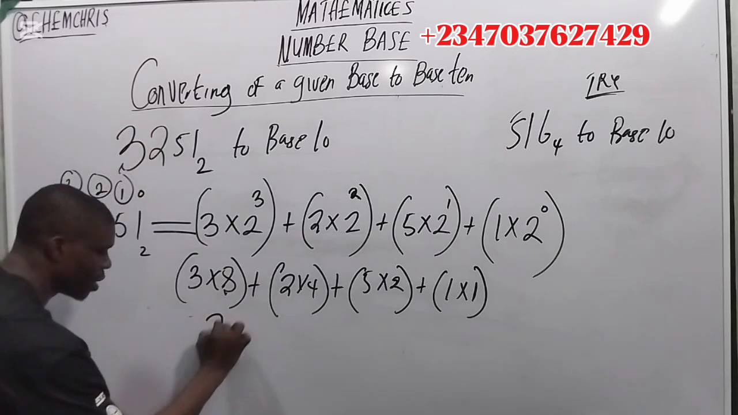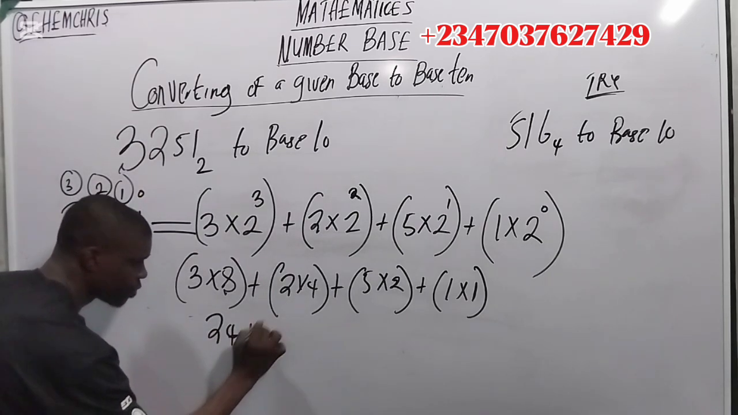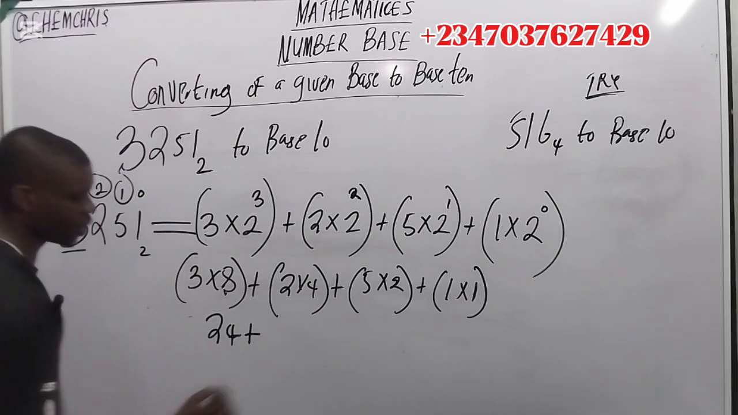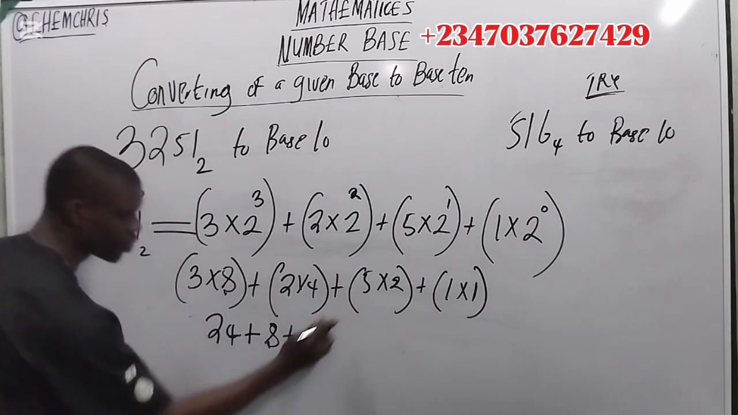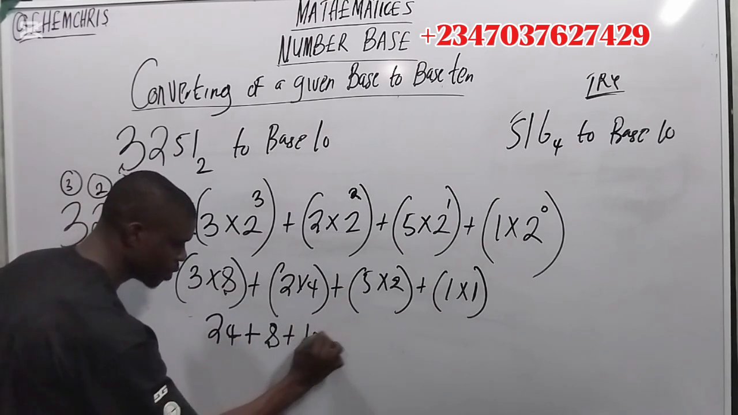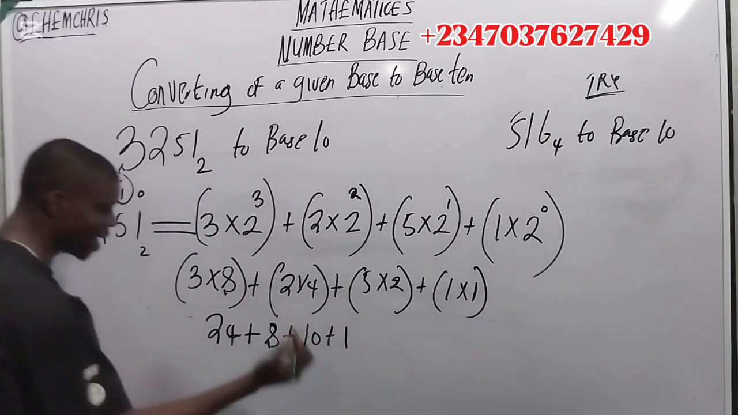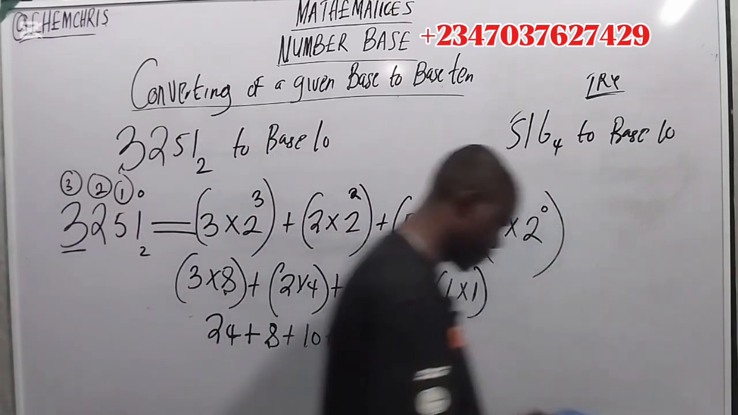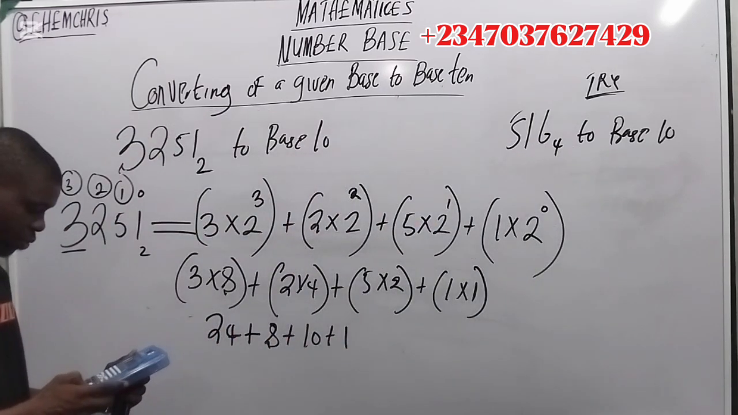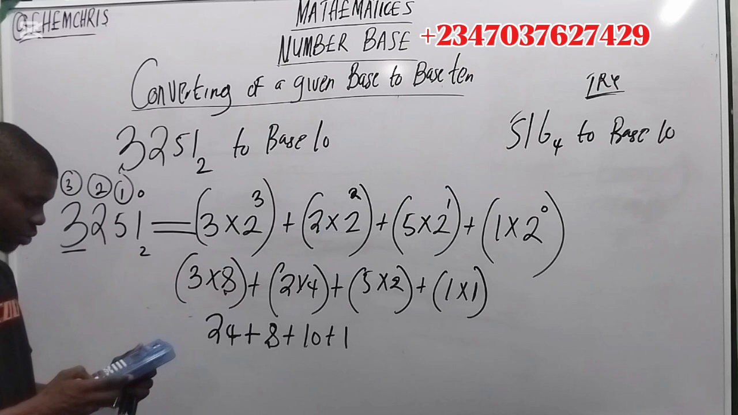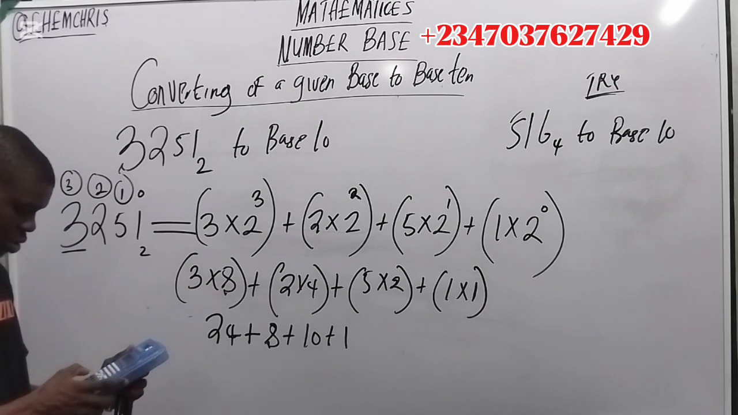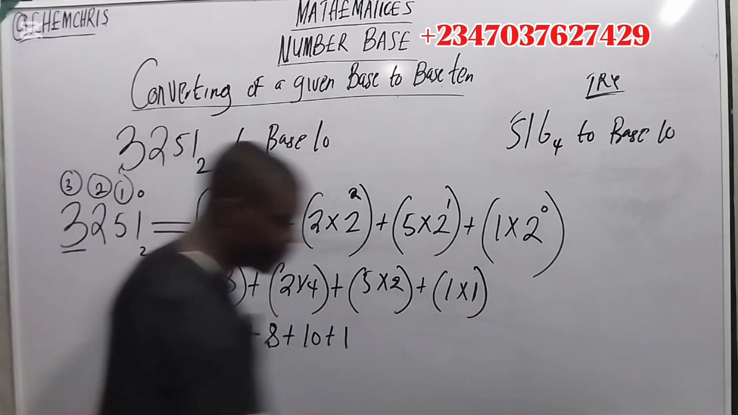So 3 times 8 is what? Is 24, plus 2 times 4 is what? Is 8, plus 5 times 2 is what? Is 10, plus 1. We add everything together. Let's just add everything together really fast. So 24 plus 8 plus 10 plus 1 is 43.